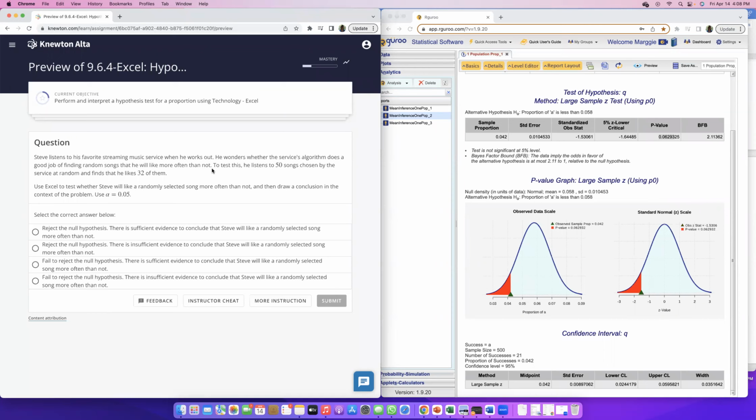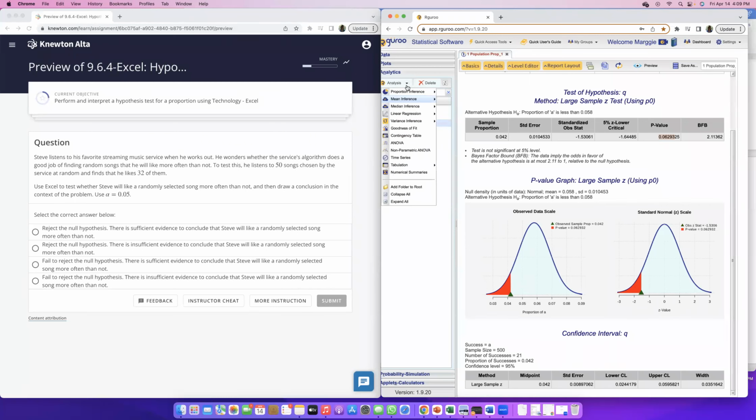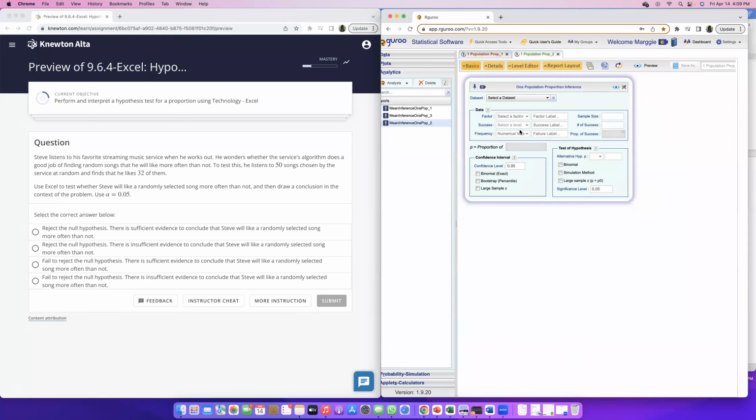We're going to use RGuroo to test whether Steve will like a randomly selected song more often than not, and then draw a conclusion in the context of the problem. So again, I'm going to go back to RGuroo, and I am going to open another Proportion Inference for One Population. Total sample size is 32.